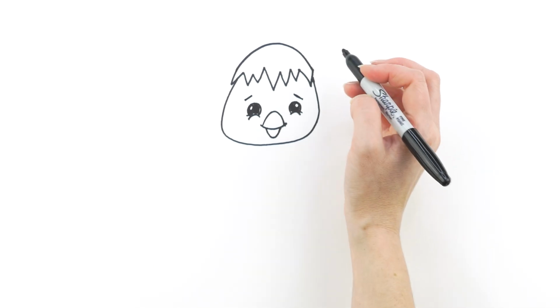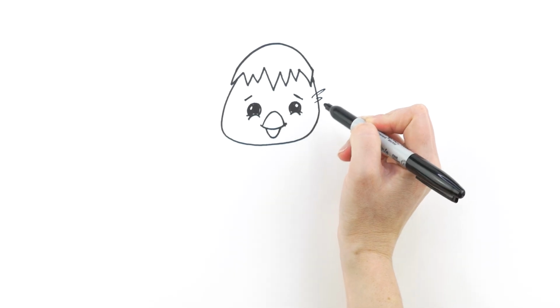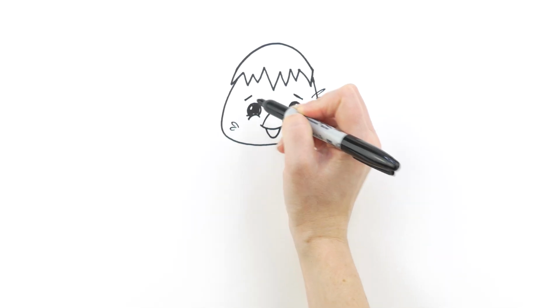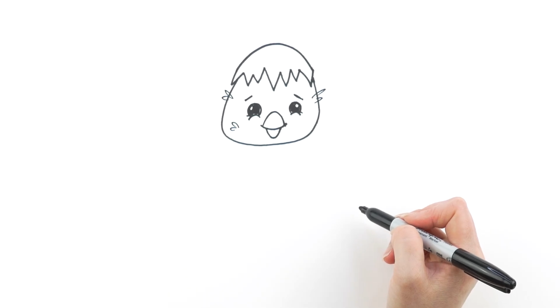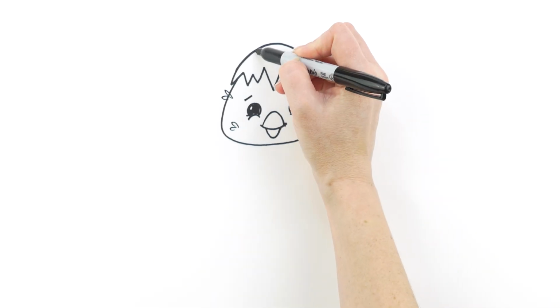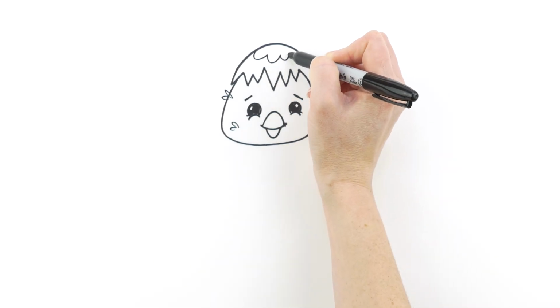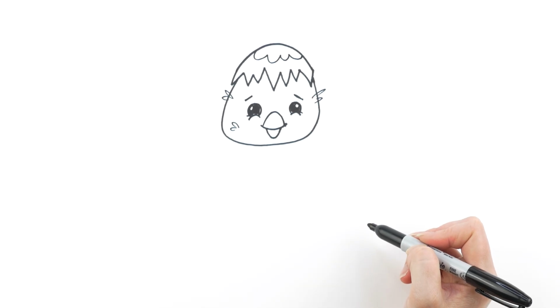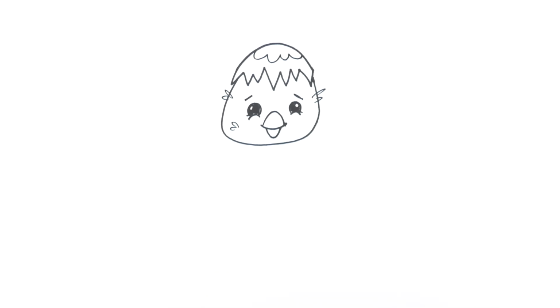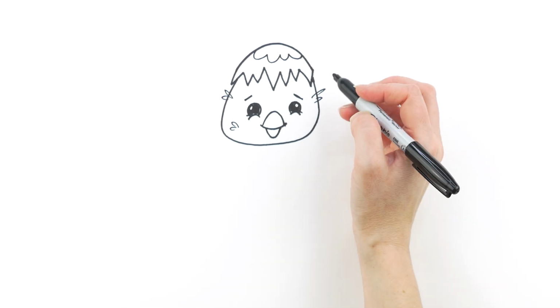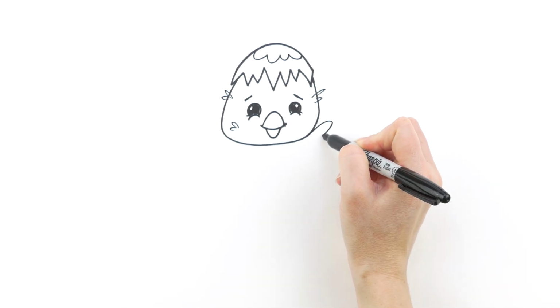And this is a little chick. We want to put just a little indication that we've got some feathers happening here. So just a couple little accent lines here for some feather detail. And we could also add a little decoration to the egg here, like it was decorated. All right, now we're going to add on the wings.